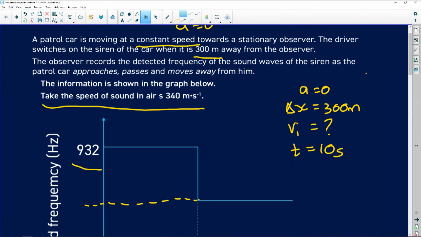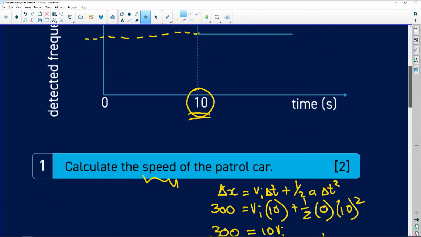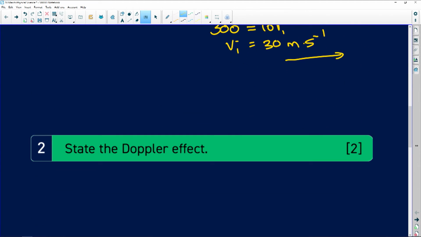So your Doppler effect, let's just have a look if that was the next question. I'm just preempting here. All right. So let's have a look. And there it is. So state the Doppler effect. Now these normally are 2 marks or 0. So please make sure you study those definitions so that you can get full marks.